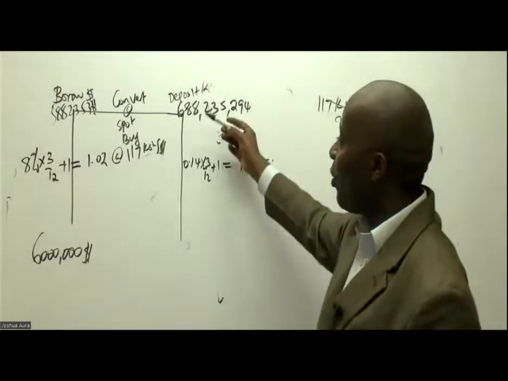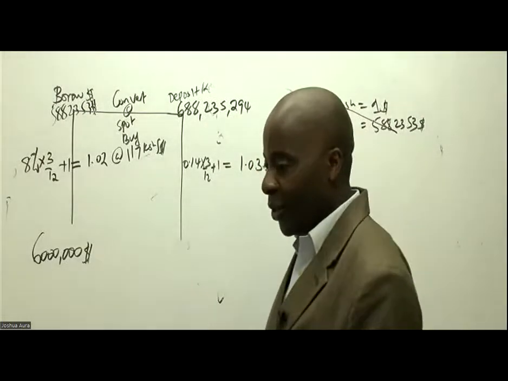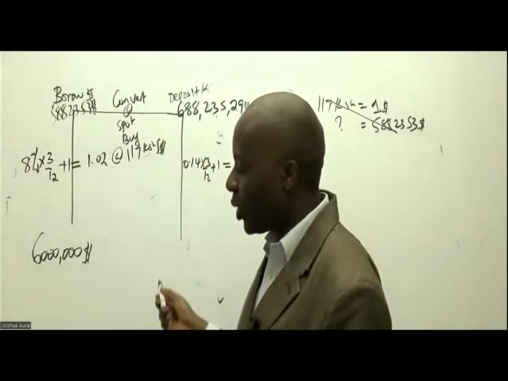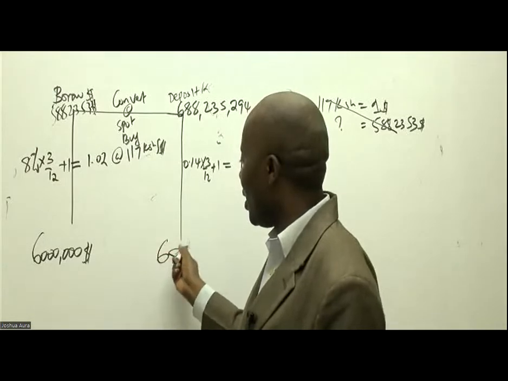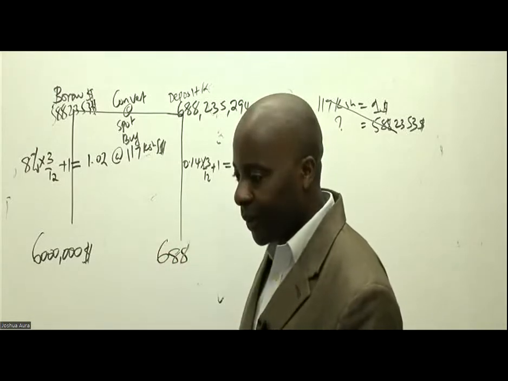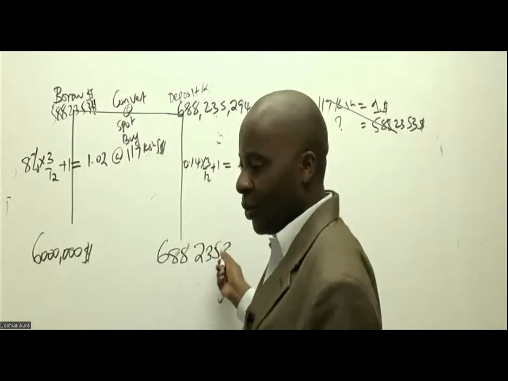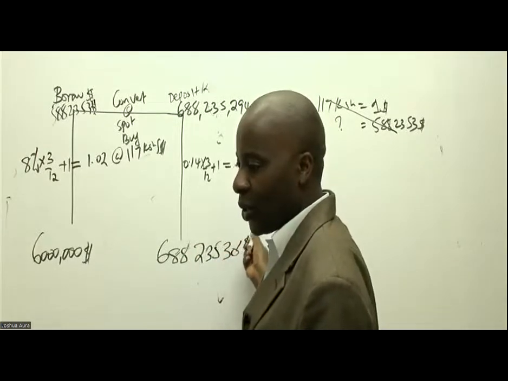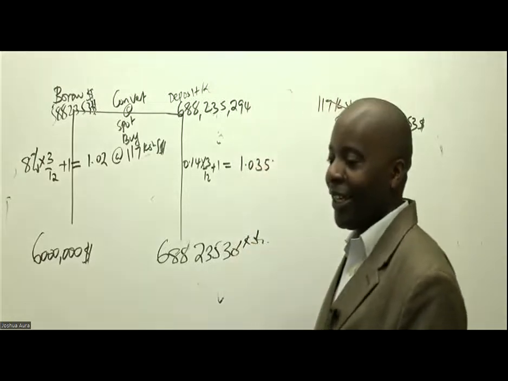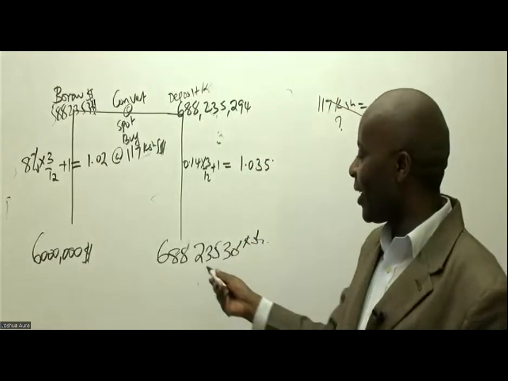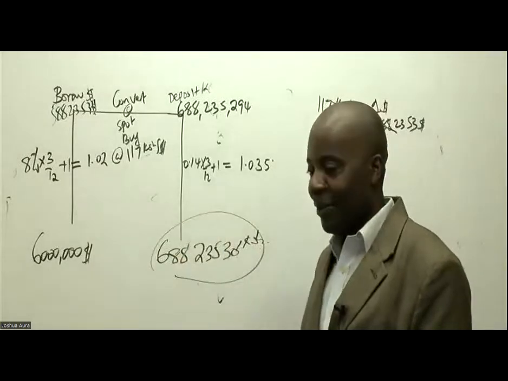So in this case here down, what do we do? We multiply. Multiplying here gives us 688,235,301 Kenya shillings, like that. Thank you. Is there anybody who got this figure?